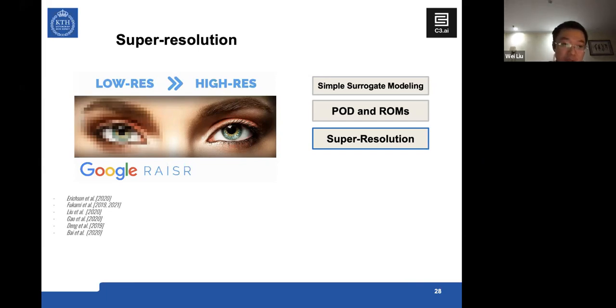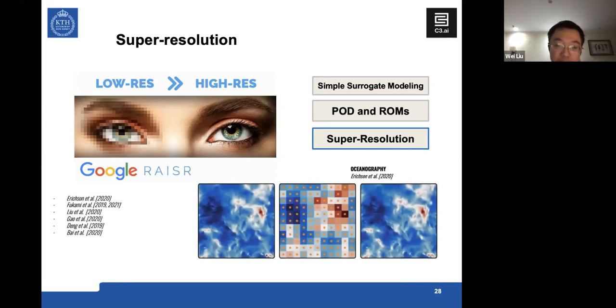So in this oceanography study, the first figure is the test snapshot data, and the second one is derived from the sensor measurements as the input. And the last one is the high resolution output reconstructed by the super resolution, and it agrees well with the first picture, that is the test data. And so these are the surrogate models used in fluid mechanics.